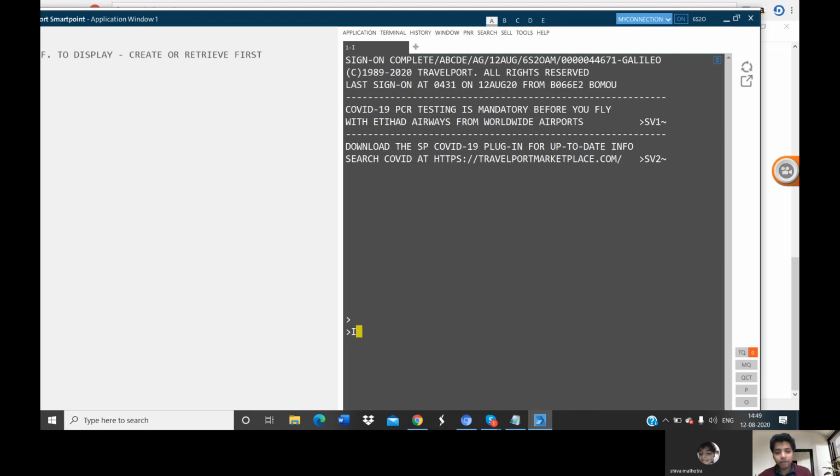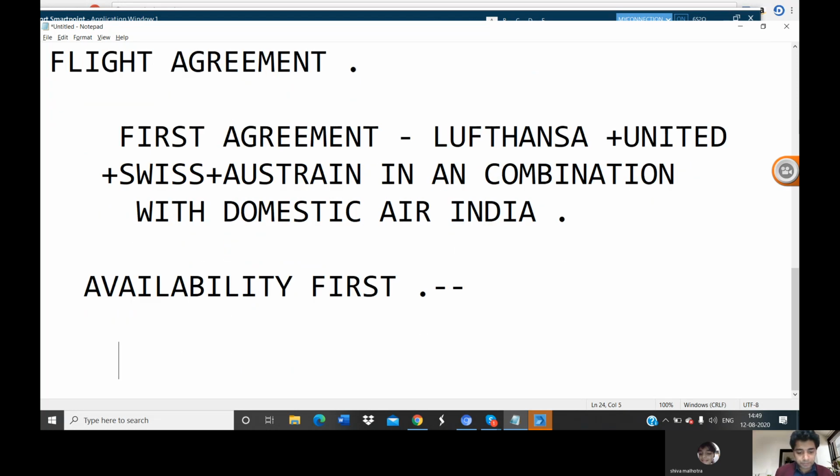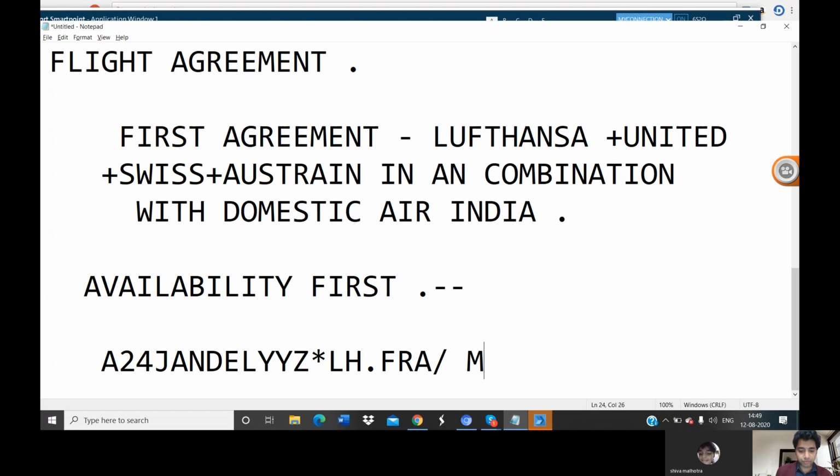Okay, so first I have to do the availability first, because this is a command. For example, availability, we have a command of A, then we have the date, then you have the sector, then star LH. Okay, dot. For example, you want to travel via Frankfurt, via Munich, via Denver, via NYC. So these are my points: FRA, MUC, DEN, NYC.